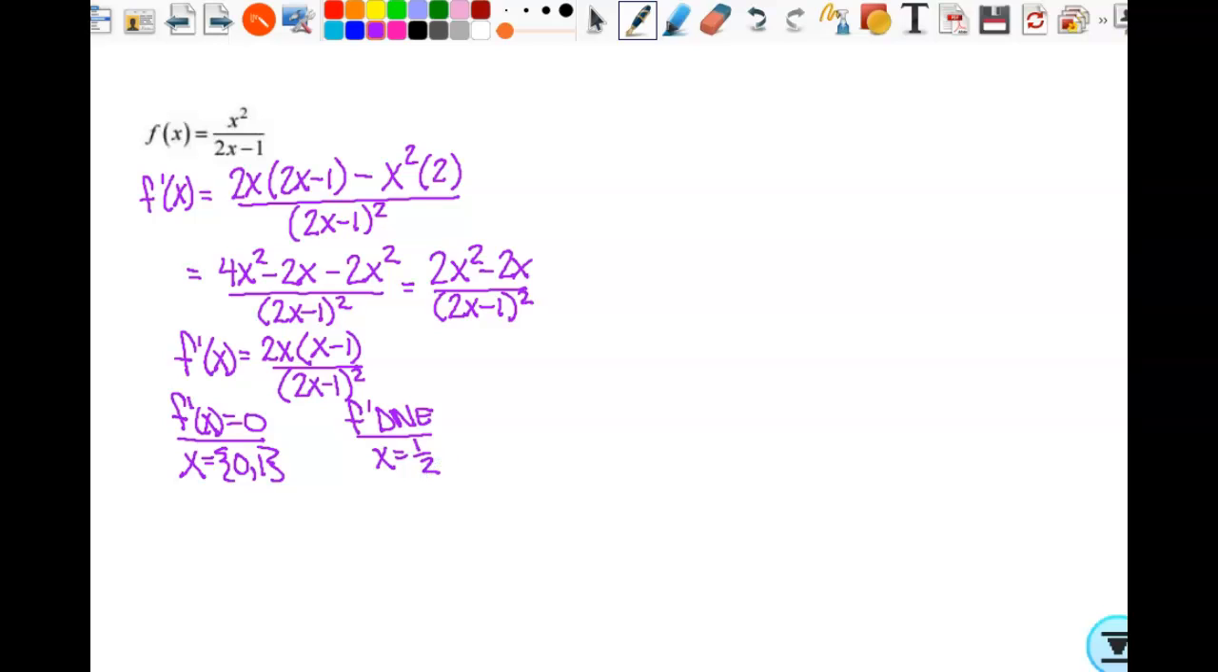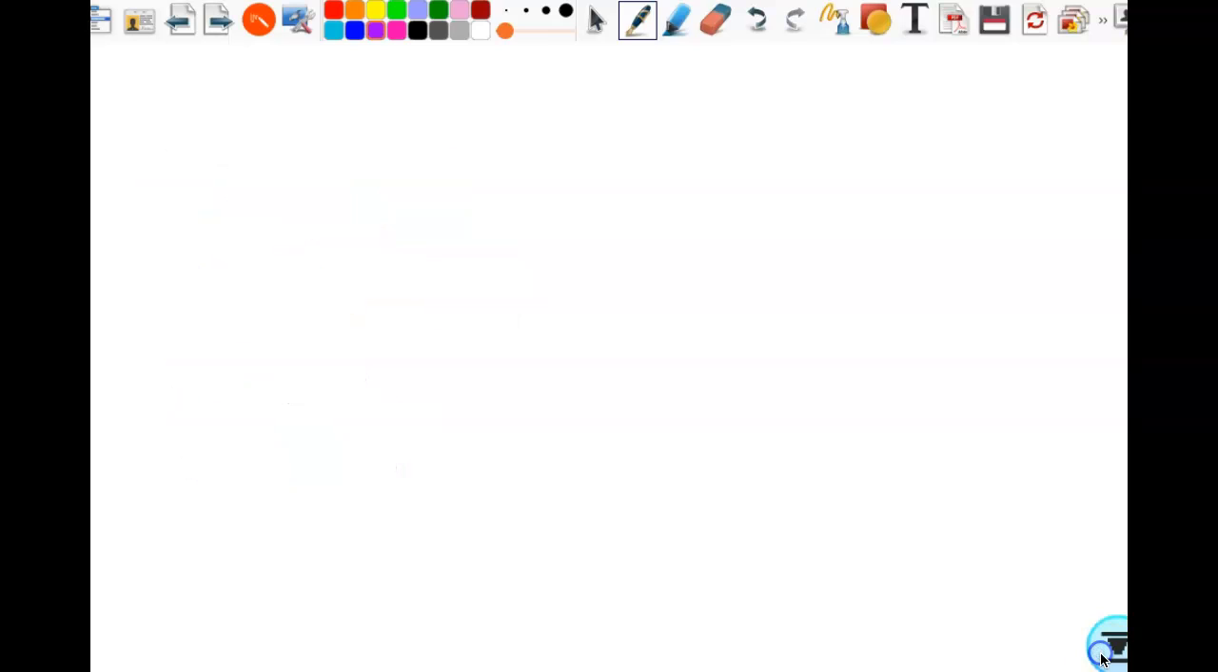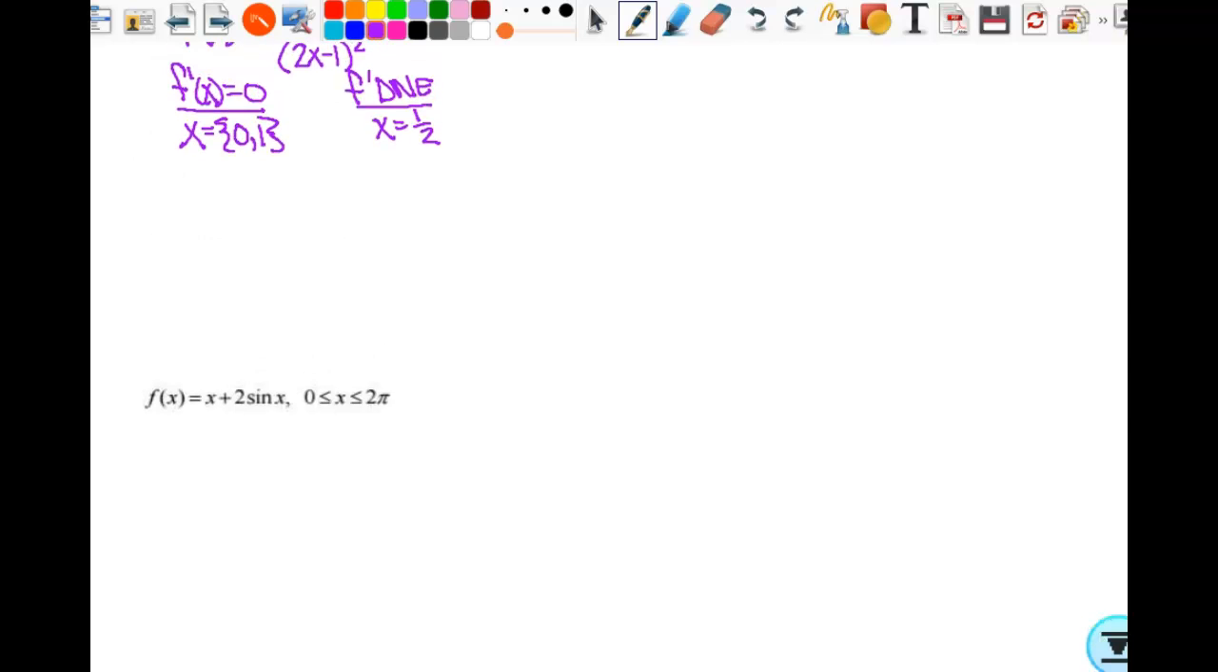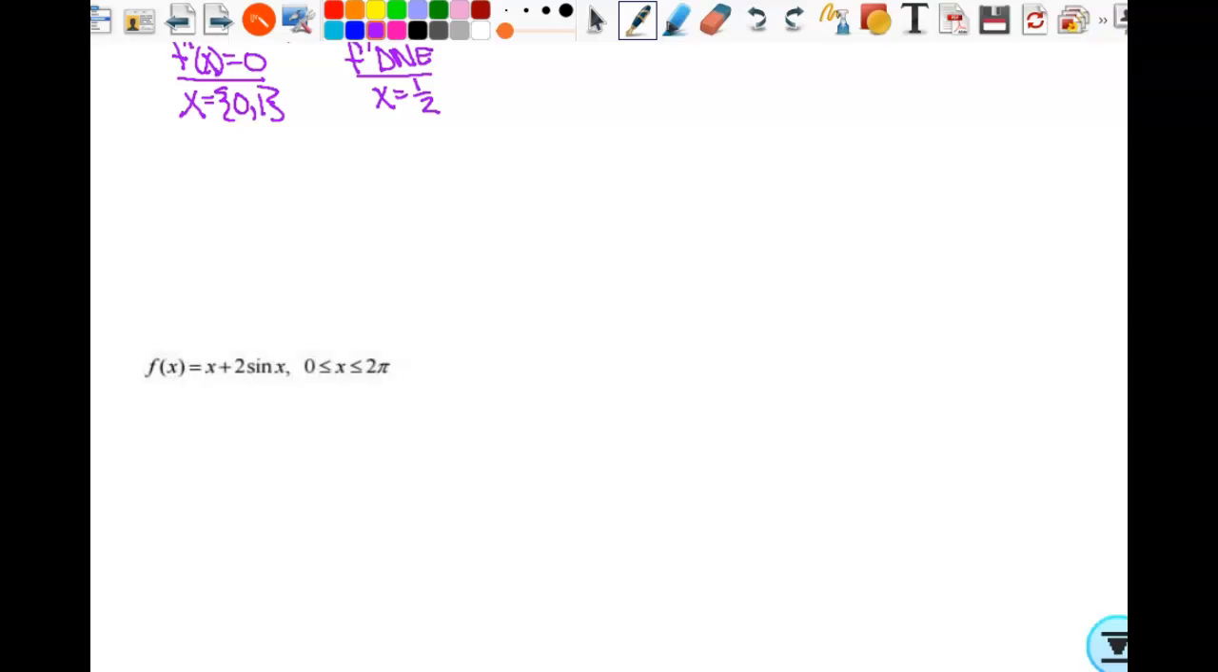Okay, so then we found that. Those are our critical points. What do we do with them? We already did the math. We do the sign chart. Here we go. I'm going to do the sign chart. So for f prime, this is my sign chart. On here, I'm going to put 0, 1/2, and 1.